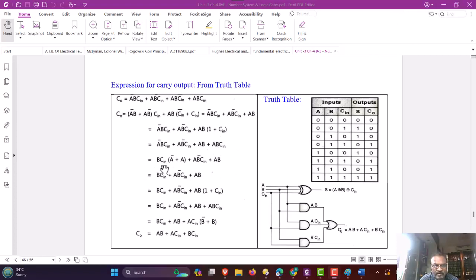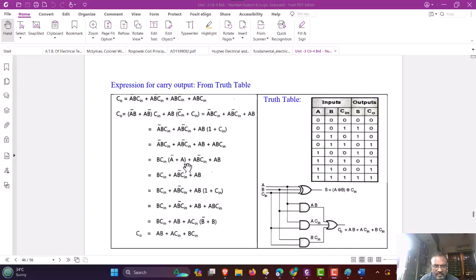Now from the first term and the last term here, we will take BC in common. So in the bracket remains A bar or A, so A bar or A is 1 again. The remaining term can be written as it is, AB bar C or AB. Simplify next.